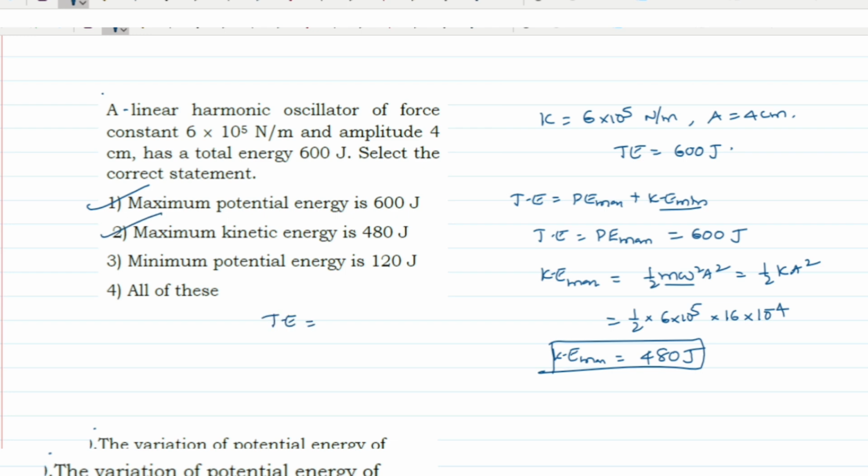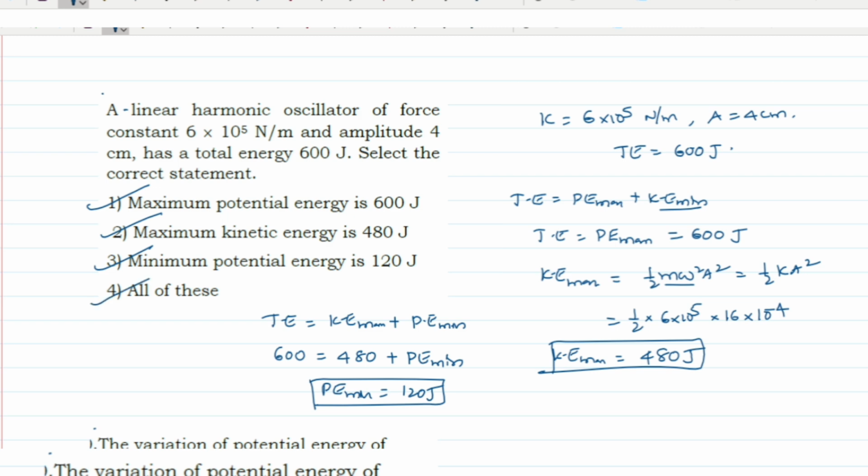Now let us take this scenario. Total energy is kinetic energy maximum plus potential energy minimum. Total energy is given as 600 joules, and kinetic energy maximum is 480 joules. Then calculate the potential energy minimum: 600 minus 480 is 120 joules, which is the correct answer. So the third option is also satisfied. So all of these are correct answers.